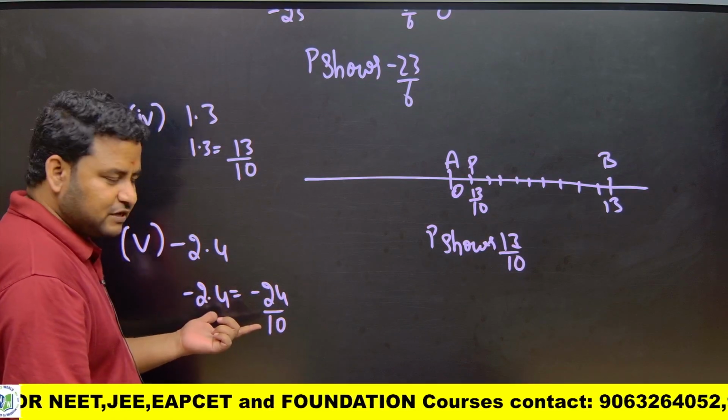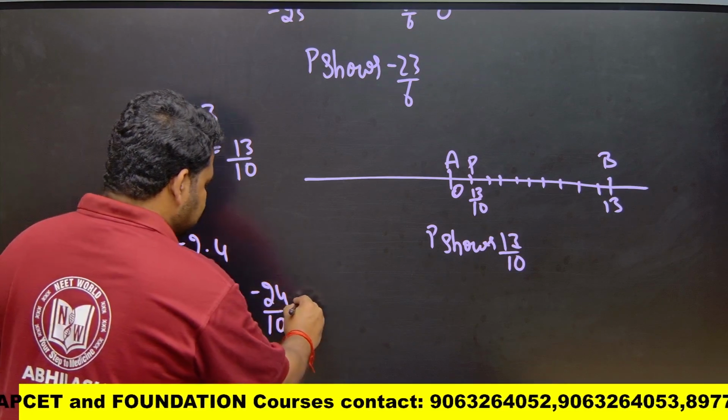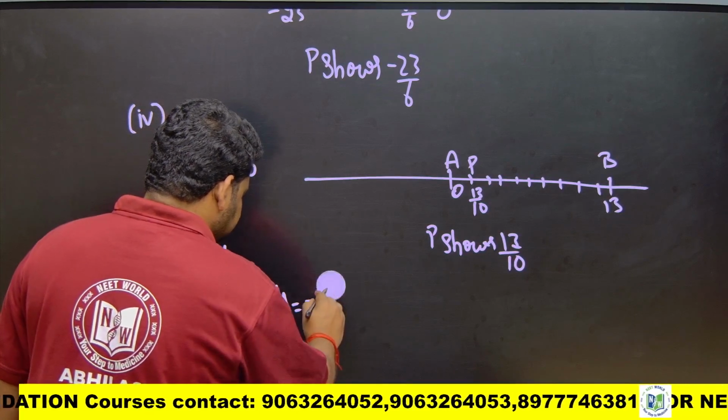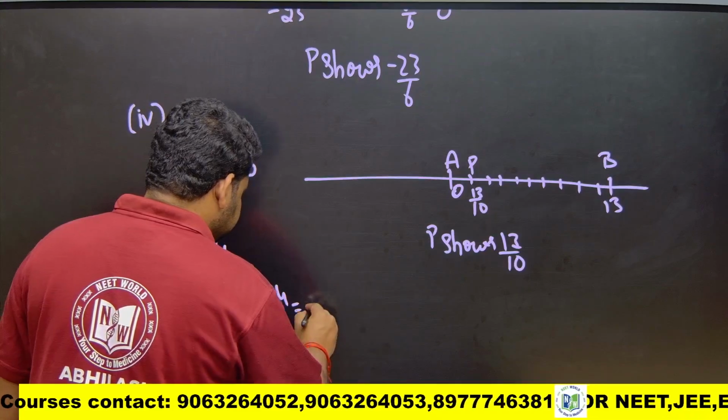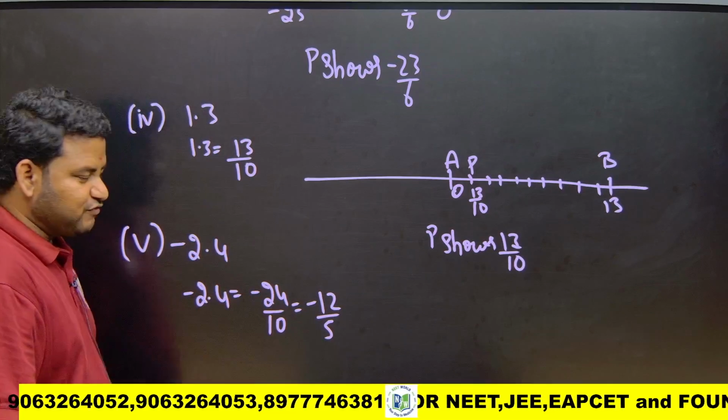Can I simplify this further? If I want, I can simplify. I can write it as minus 12 by 5. Further I can simplify: 2 12s are 24, 2 5s are 10. So minus 12 by 5. This is what I have.